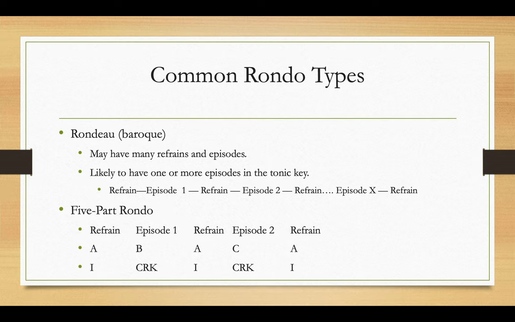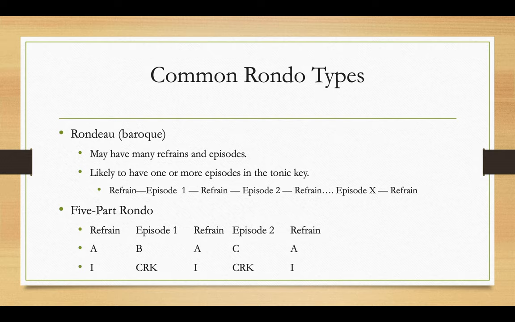Next up is the five-part rondo. So in rondos proper, they're named after the number of main sections they have, and in this context, main sections means the number of refrains plus the number of episodes. So in a five-part rondo, there are three refrains and two episodes.